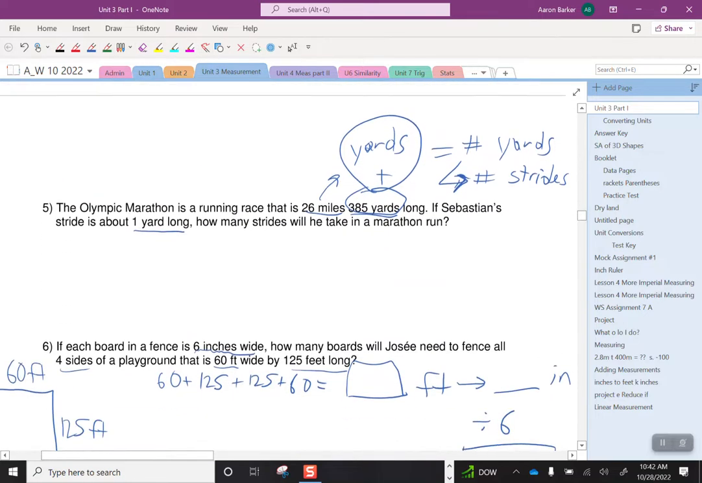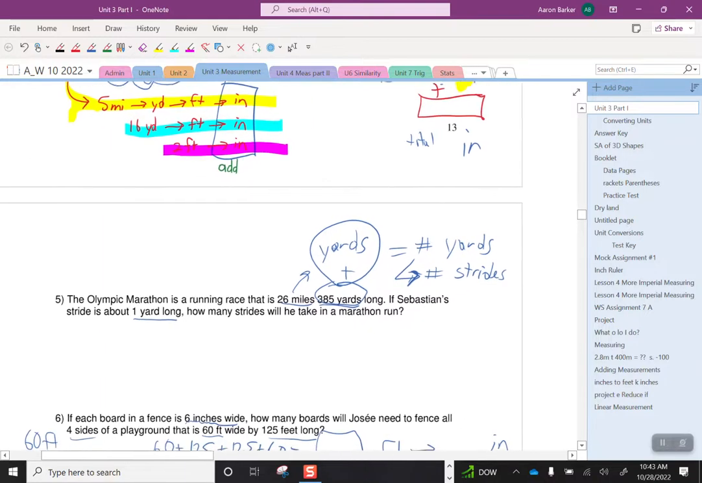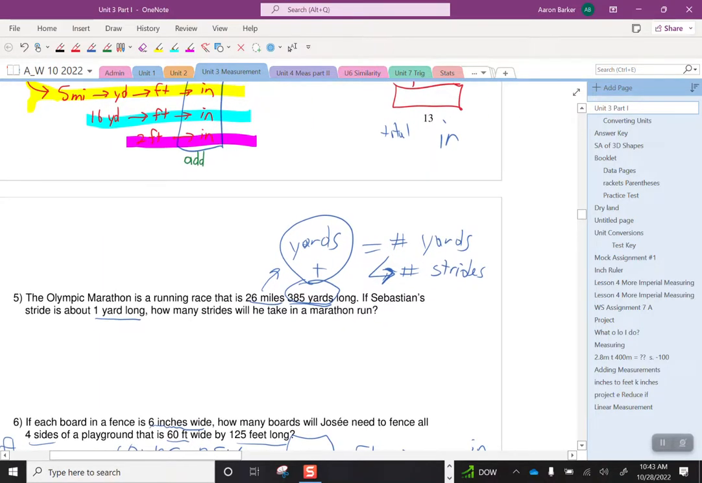Then this one here. We didn't go over these questions, but for this question, what are we looking at? You're taking the 26 miles, turning it into yards, then adding it to the yards that are there to get the total number of yards. And then the number of yards equals the number of strides. They're exactly the same. Strides is what we call a referent. A stride is a referent of a yard, and a stride is a referent of a meter.